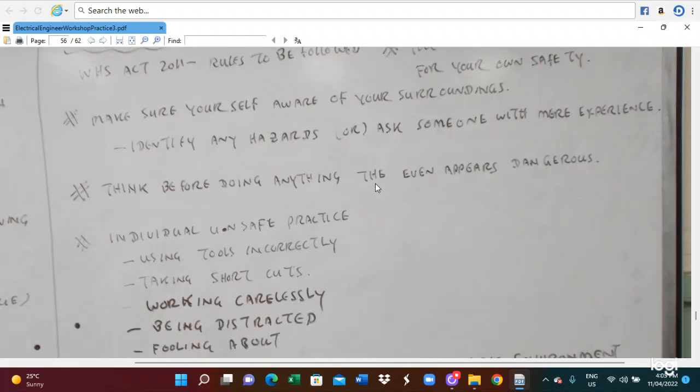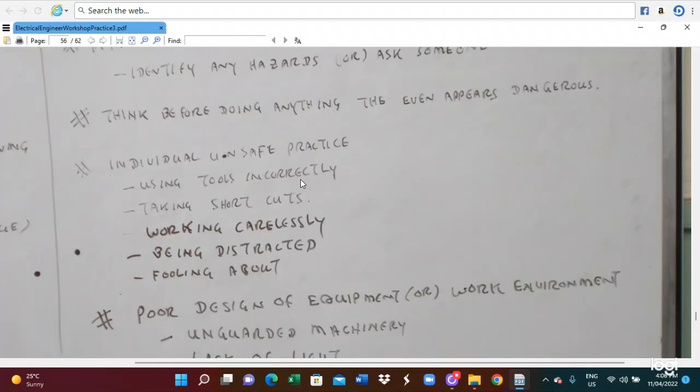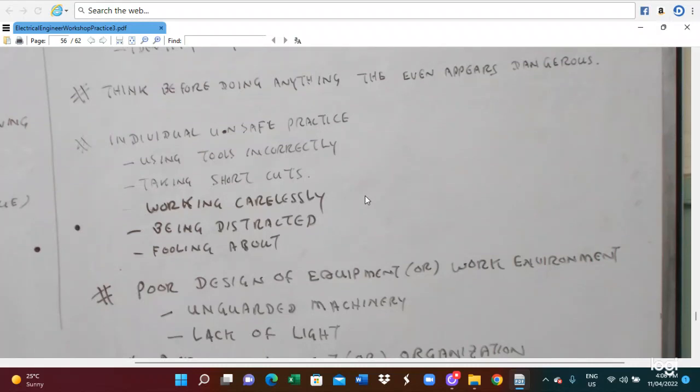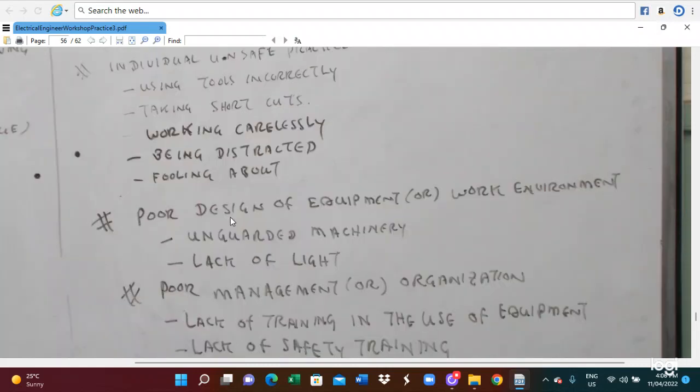Think before doing anything. The events appear because of dangers that can happen. Individuals' unsafe practices include using a tool incorrectly; if you use the tools incorrectly, it will be unsafe. Taking a shortcut: you have to follow the proper procedure, because following a shortcut will also cause damage and be unsafe. Walking carelessly, being distracted, and fooling about.